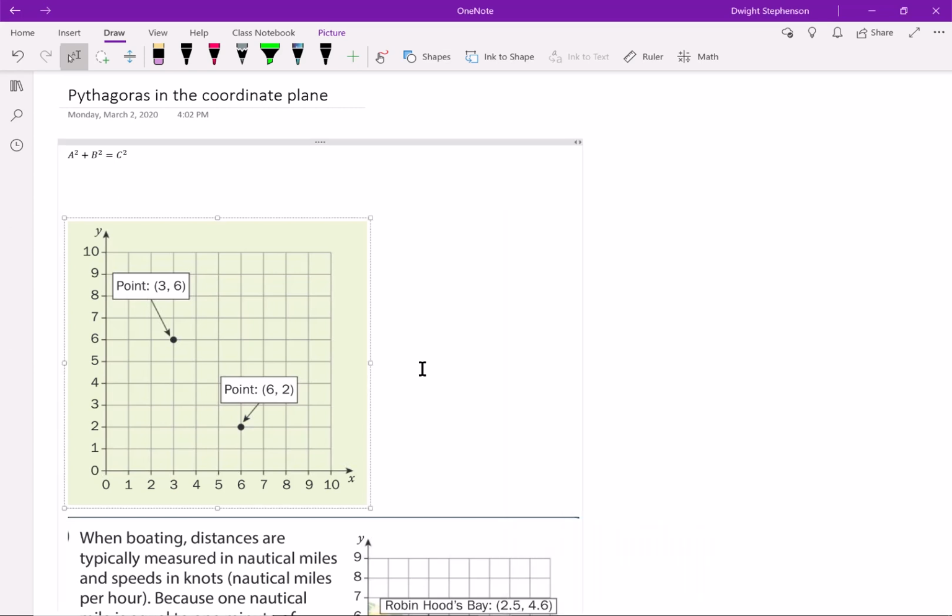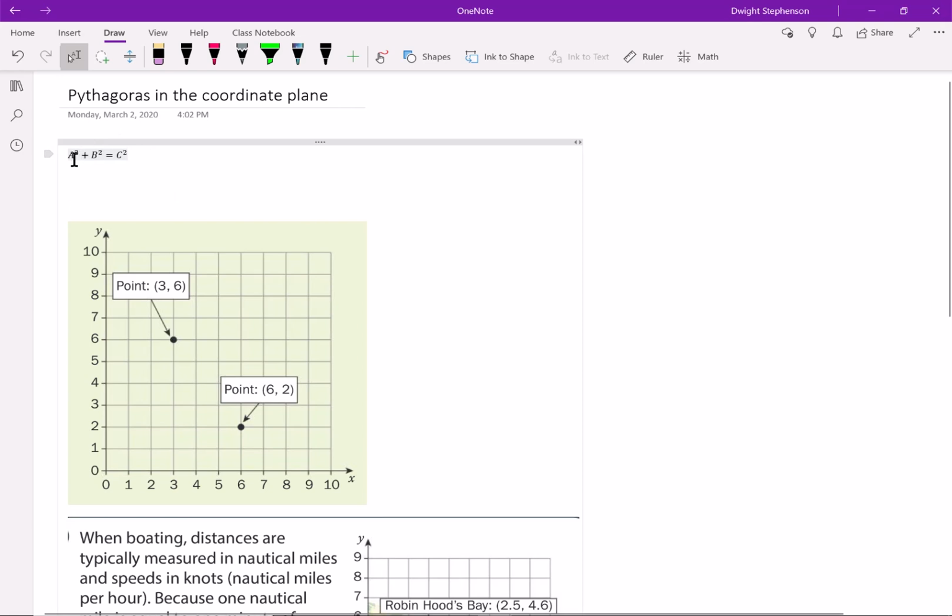Hey everybody, last class we looked at the Pythagorean theorem in the coordinate plane and did an activity trying to create for yourself the distance formula. So that's what we're going to briefly go over again today, just in case you didn't understand it. And then we'll do some practice problems out of the textbook.